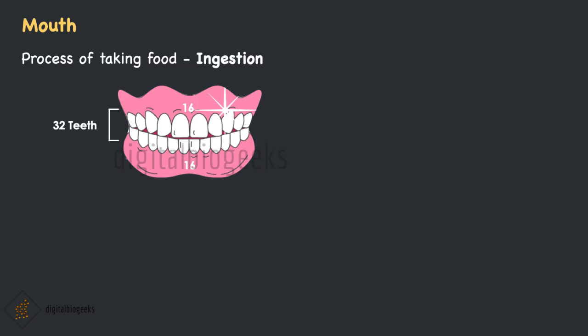All the teeth in our mouth are not the same. They vary in their appearances to perform specific functions. Adults have 32 teeth, 16 in the upper jaw and 16 in the lower jaw. Let's learn more about it. There are different types of teeth known as incisors, canines, premolars and molars.